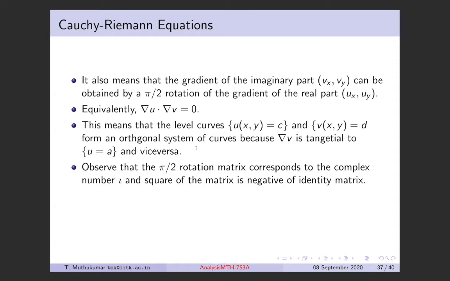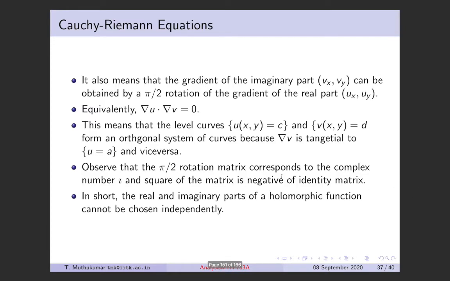And this is something I already commented about, that the rotation matrix you had corresponds to the complex number i, and you can verify that the square of that matrix is the negative identity matrix, which is also a rotation matrix. As I said, for a holomorphic function, you cannot independently choose real and imaginary parts. If you choose one, the other gets fixed automatically, and that's what the Cauchy-Riemann equations tell you. Plus, they also tell you some properties between the real and imaginary parts, like the gradients being orthogonal and so on.